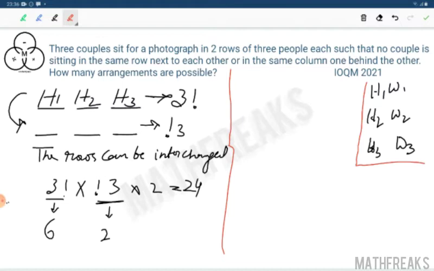Now the third case, typically the third case, two men, one woman, two men, one woman. First of all, this is the seating arrangement. We will choose two men, 3 choose 2, 3 choose 2.